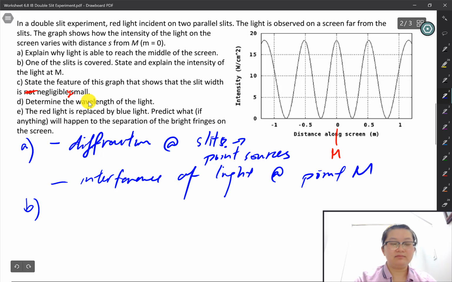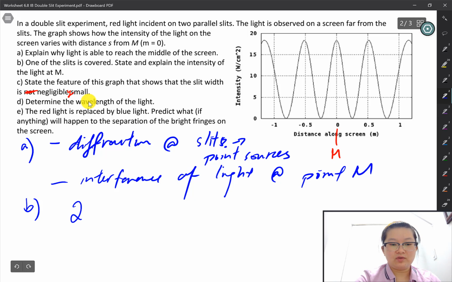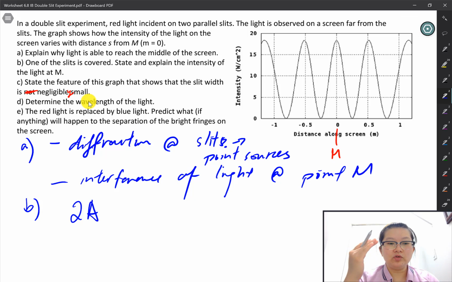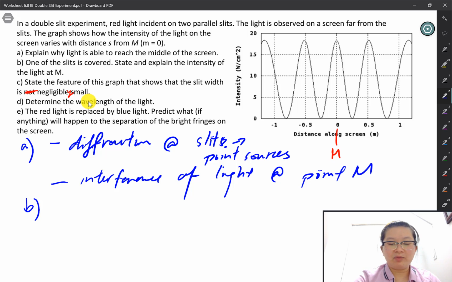Okay, and B, if one of the slits is covered, state and explain the intensity of the light at M. And we know that for interference, we add up the amplitudes due to the principle of superposition. So at M, we're going to get perfect interference, which then you get 2 times the amplitude. But because we lose one of them, we're going to halve the amplitude compared to before. So whatever amplitude we had when the 2 sources were interfering, we're going to have half the amplitude.